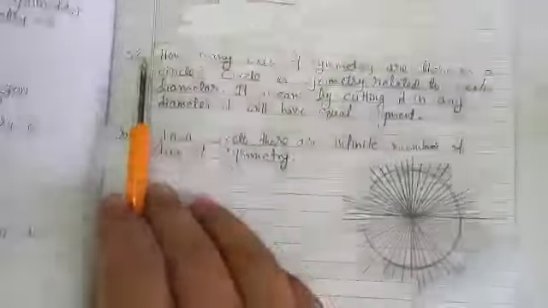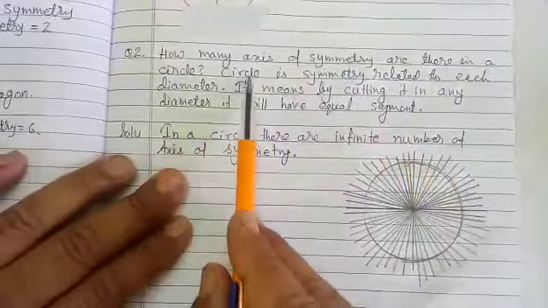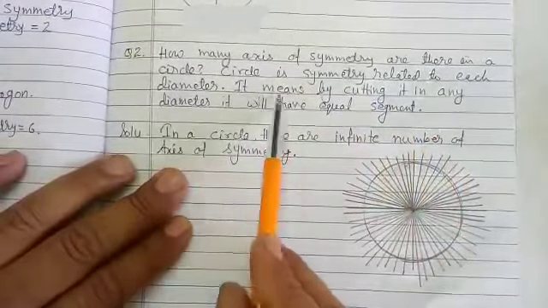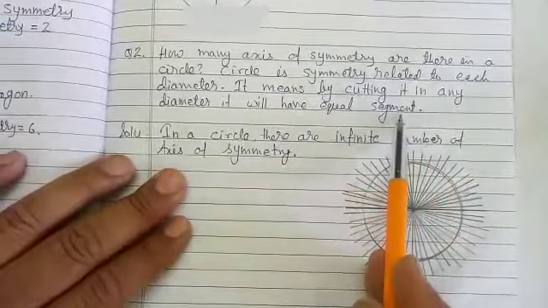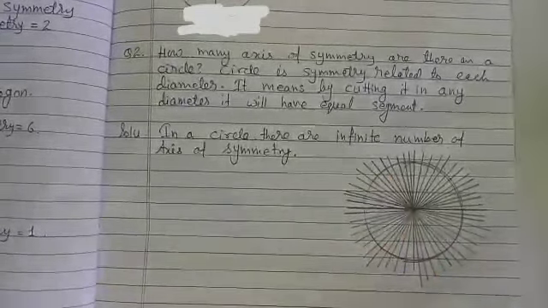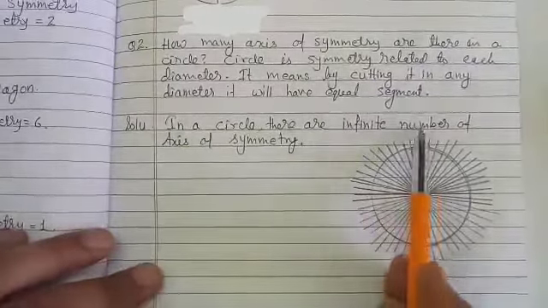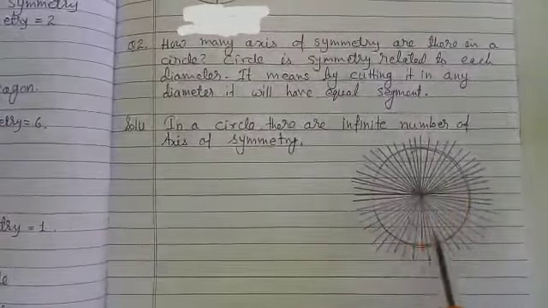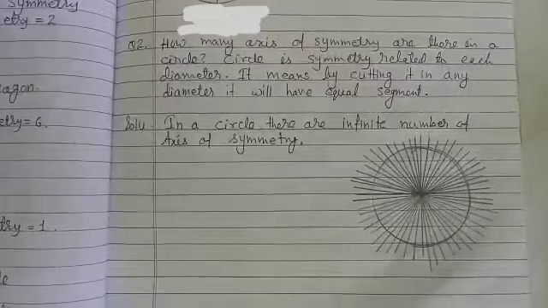Now see question number 2. How many axes of symmetry are there in a circle? A circle is symmetrical about each diameter. It means by cutting it along any diameter, it will have equal segments. The circle is given and the lines of symmetry have been drawn. How many? In a circle, there are infinite axes of symmetry. We have seen in the points also, infinite lines of symmetry we can draw. Is it clear? You do as I have done in the copy and shown you.